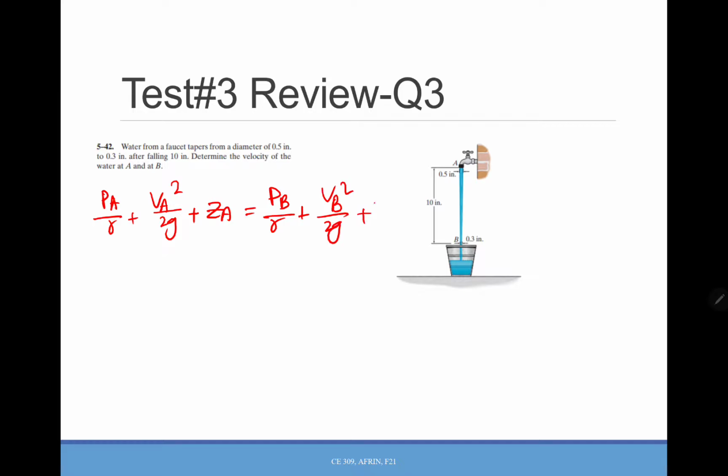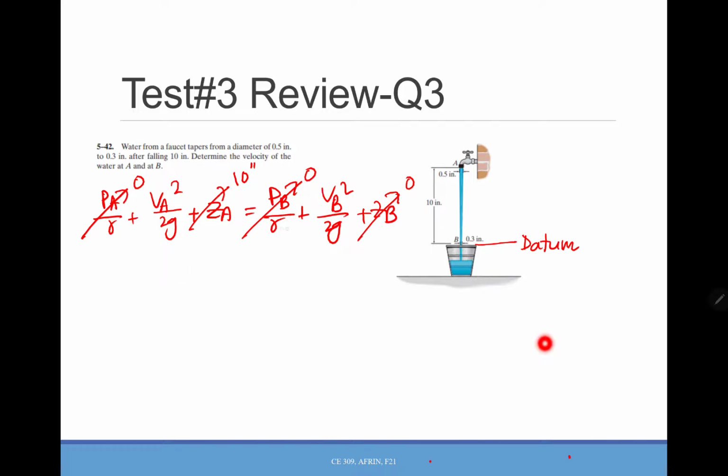equals PB over gamma plus VB square over 2G plus ZB. Now PA and PB both are open to atmosphere, so that can be 0, 0. VA and VB you don't know right now, but ZA and ZB. We said that we will always use the lowest possible point as the datum. So this one is the datum, and your ZA can be 10 inch and ZB can be 0.